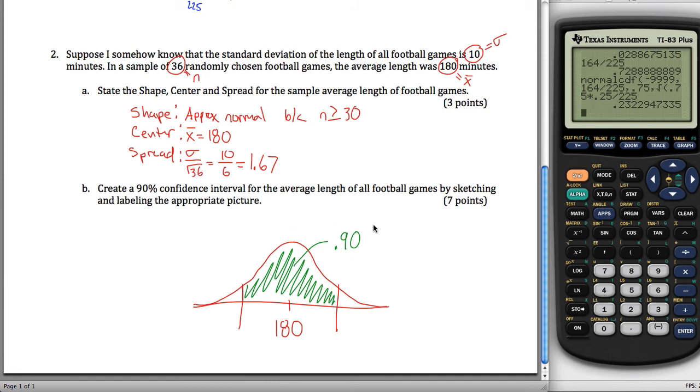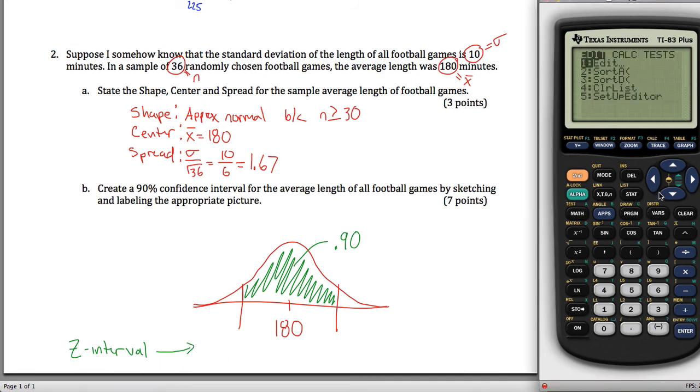Create a 90% confidence interval for the average length of all football games. Okay, I can do that. I can use Z interval and put in all my necessary information. Z interval is under stats, tests. It's the 7th thing on the list there. I have statistics about my data, that the standard deviation is equal to 10, the mean is equal to 180, and that n is equal to 36. And what I want to do is create a 90% confidence interval.